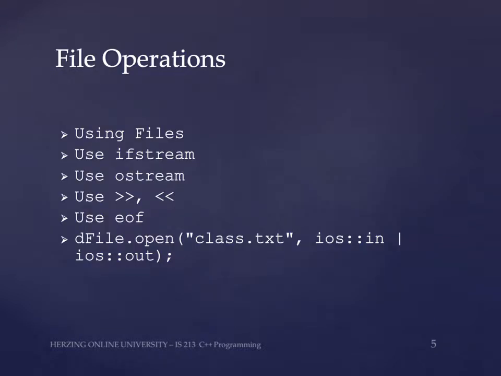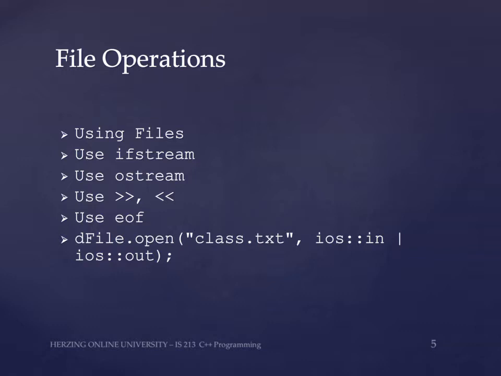File operations. Let's define a file. A file is a set of data stored on a computer and often on a disk drive. Programs can read from or write to files. It can be used in many applications such as word processing, databases, spreadsheets, and compilers. In order to use files, you are required to use the fstream header file.